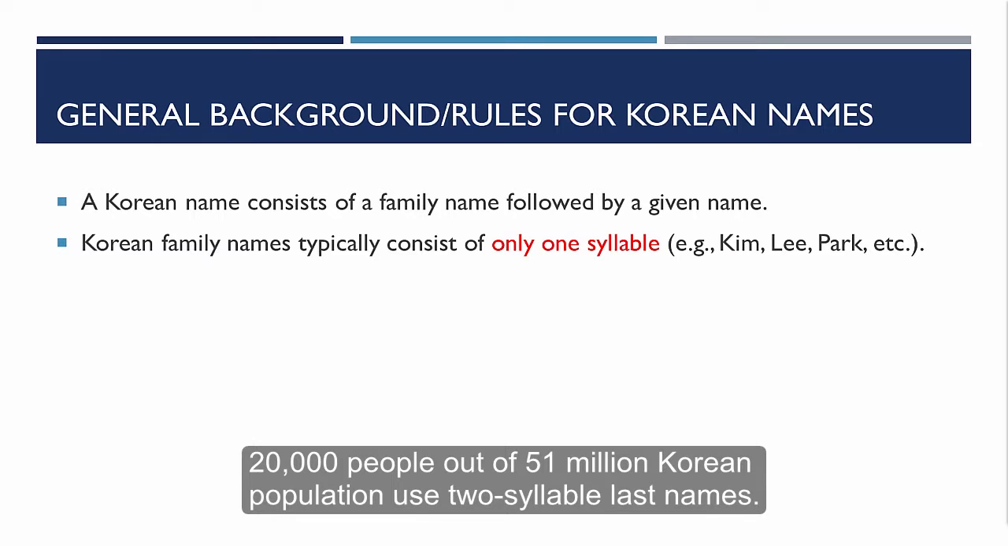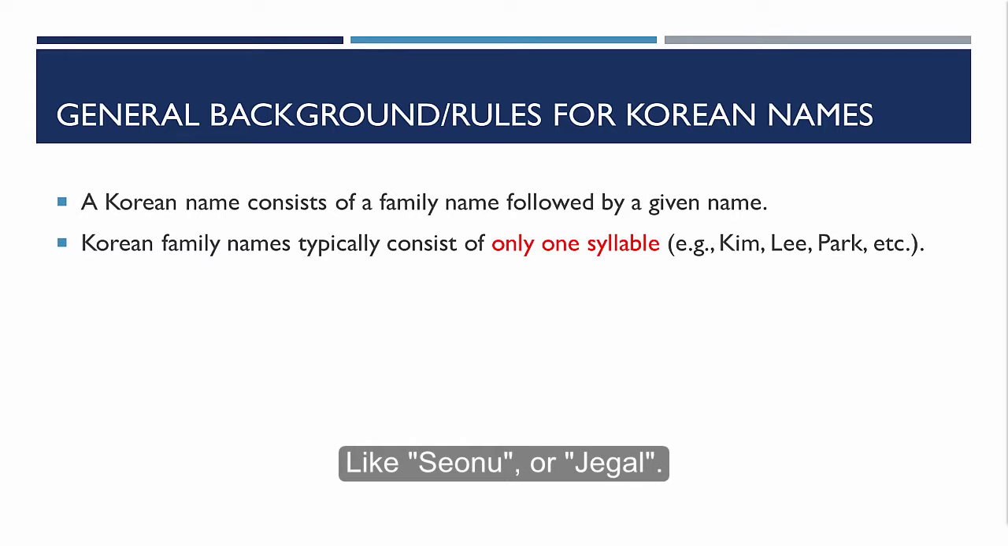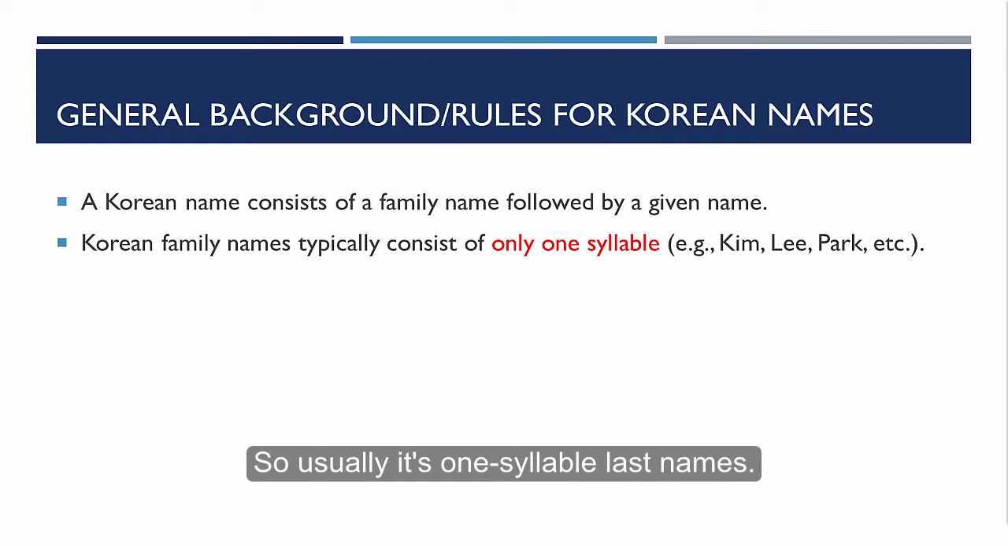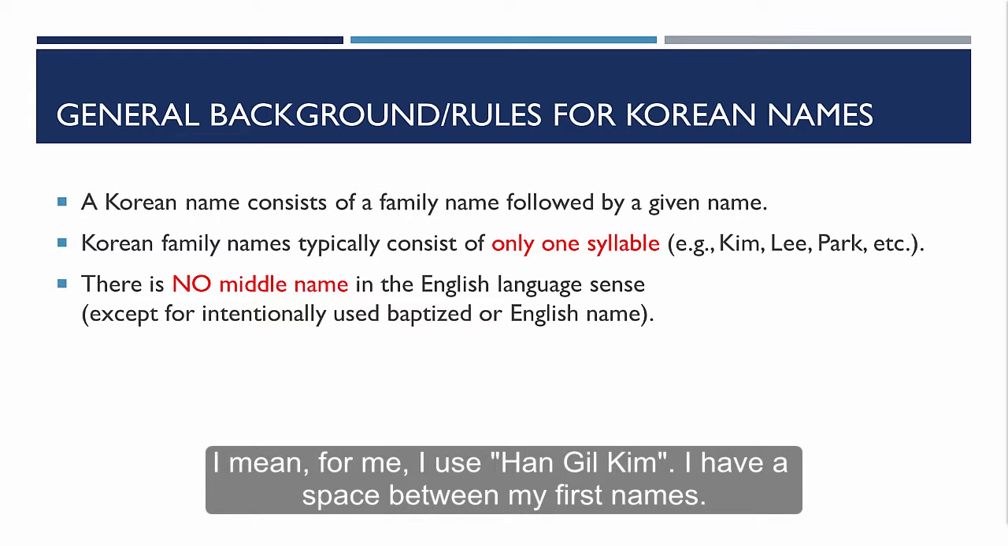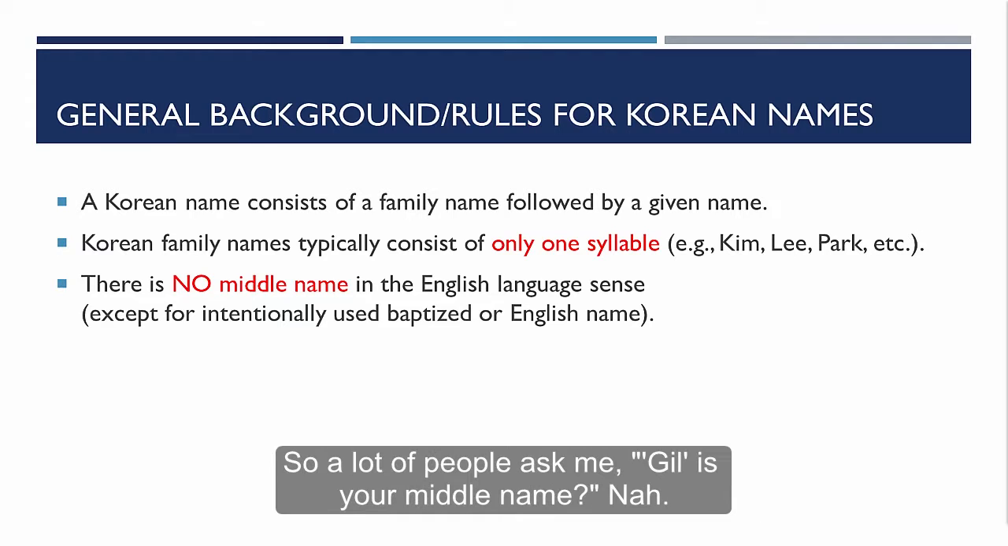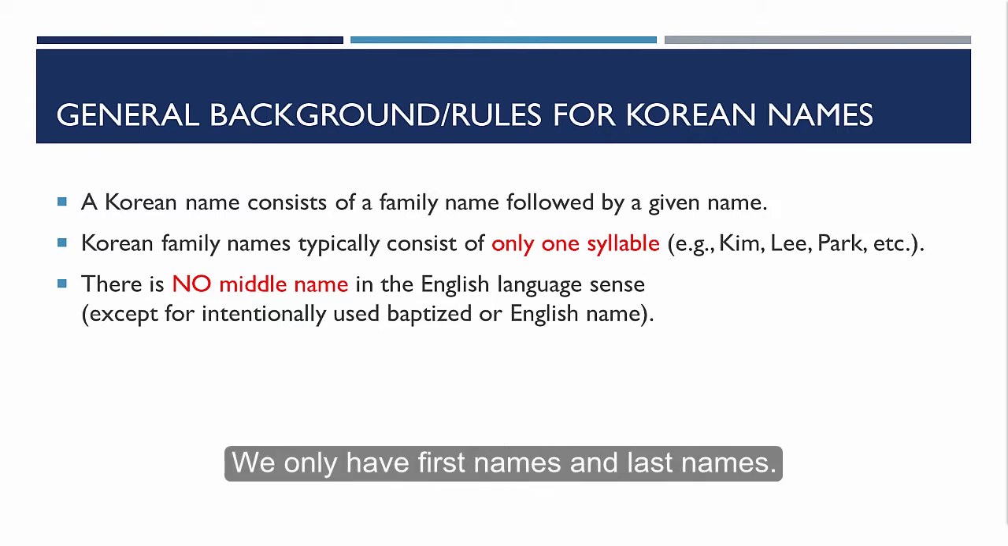About 20,000 people out of the 51 million Korean population use two-syllable last names, like Sonu or Jaegal. It's really hard to see those people, so usually it's one-syllable last names. And there are no middle names. There's no such thing as a middle name for Koreans. For me, I use Han Gil Kim, with a space between my first names. A lot of people ask me if Gil is my middle name, but it's not. We only have first names and last names.